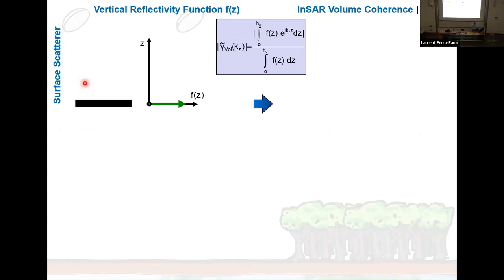So let's start with a surface. A surface basically will scatter, so you transmit your wave here, and then the wave comes back, and therefore everything is around this height, the surface height. So your backscatter power comes from just one height. And your vertical reflectivity function is a Dirac delta. Now, how is your coherence as a function of the vertical wave number?